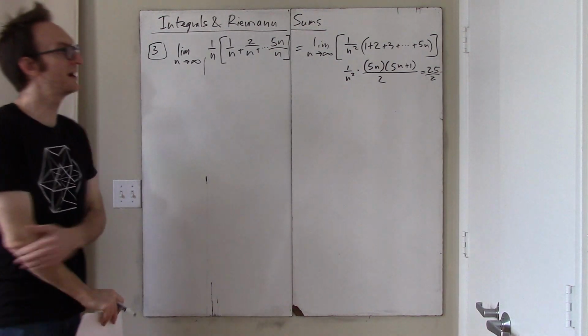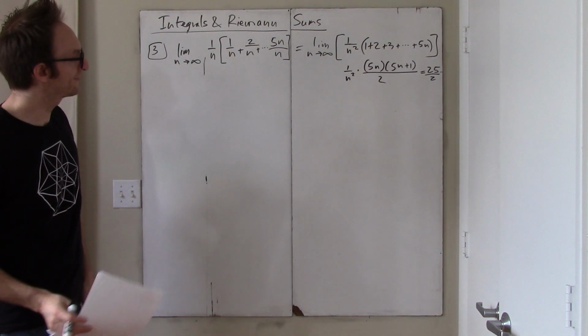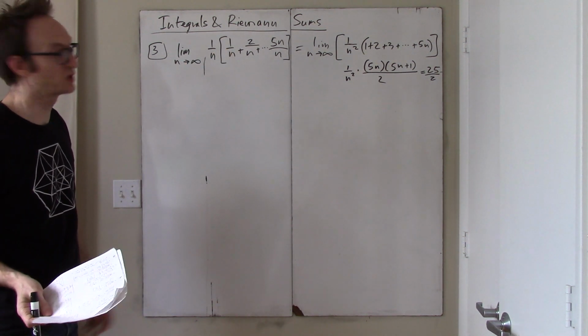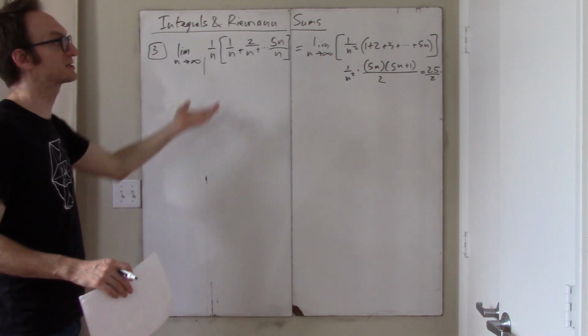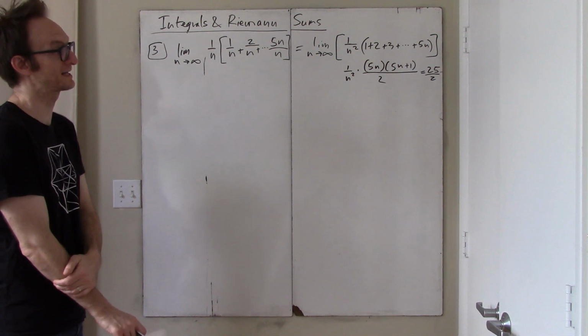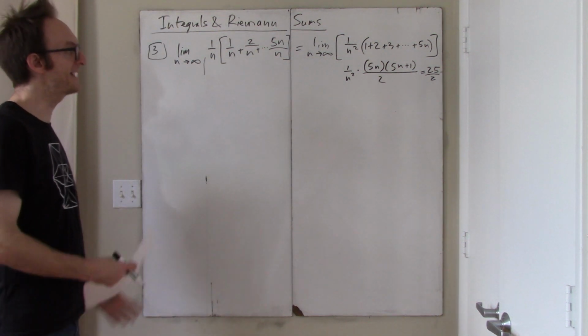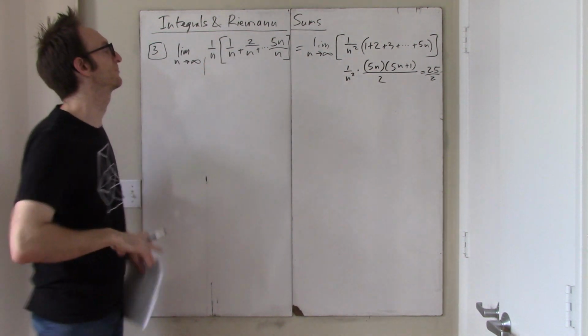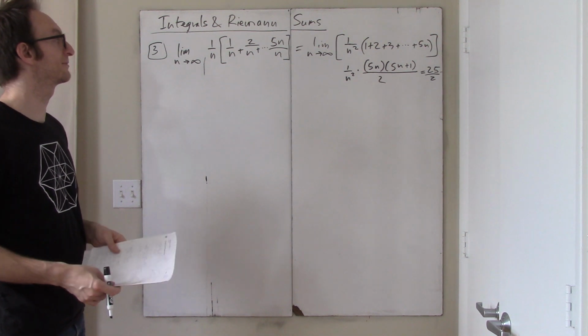The point is that doing this limit might not involve integrals at all. In fact, I just did this problem. The answer is 25 halves. But how are we intended to do this problem in a way that promotes understanding? Well, you're supposed to recognize that this is the limit of a Riemann sum.